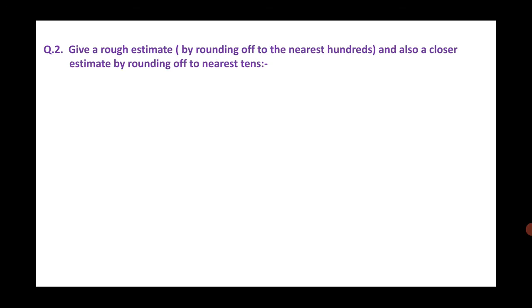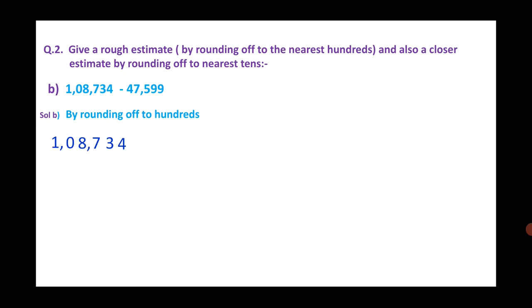Okay. Now for question number 2, let's see B. It is 108734 minus 47599. See, we have this number, and in the 100th place what do we have? We have 7. To the right of 7 I have 3, and 3 is again smaller than 5. So we will not add anything to 7. We are simply going to write the number as it is, that is 1087, and this 3 and this 4 will turn to 0.